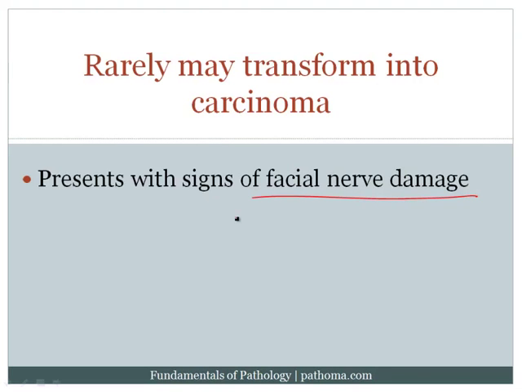abnormality. So if a patient has a mass in a parotid for 10 years that isn't growing, that suggests that you have a pleomorphic adenoma, and then all of a sudden they now present with facial nerve problems. That suggests that the tumor is now boring into the facial nerve, and so you'd think about transformation into carcinoma.